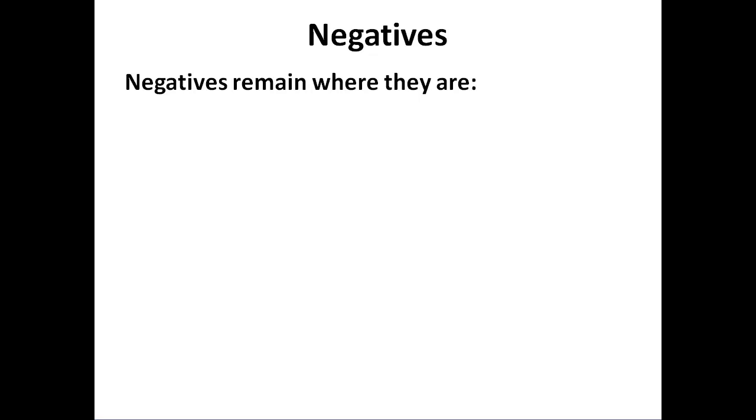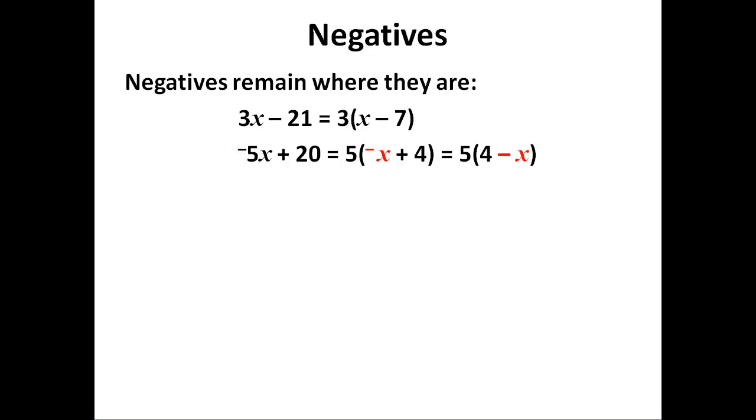Any negatives stay where they are. In this case, minus 21, so the negative sign stays when we divide out the 3. Negative 5x, so the negative stays with the x. We can write it that way around if we want, but there's no need to.